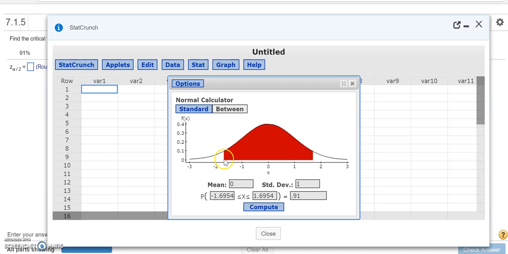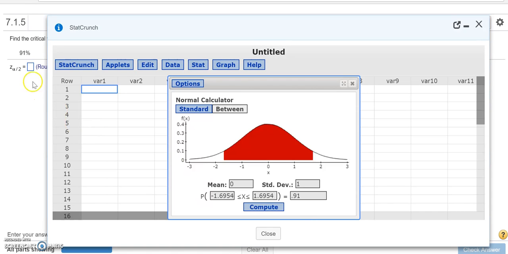And you can see I have a lower end and a higher end. And this area in the middle is 91% of the total area under the whole curve. The values here and here that are separating the bottom of my shaded area from the top of my shaded area have populated here and here. So this means that the critical values are negative 1.6954 and positive 1.6954. These are my critical values, the z alpha over 2.